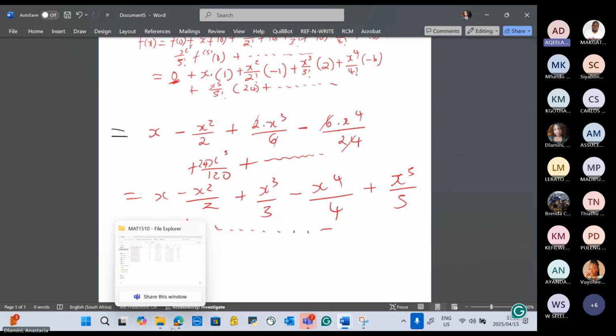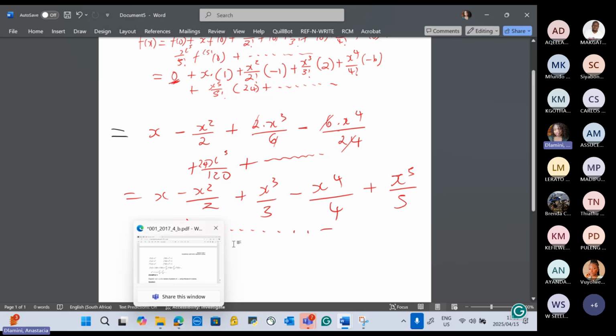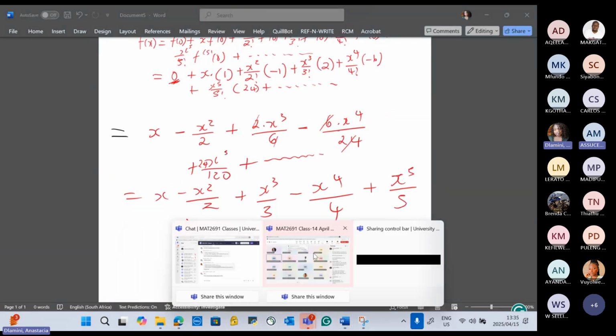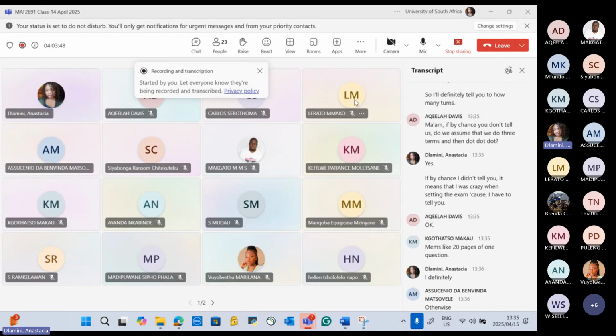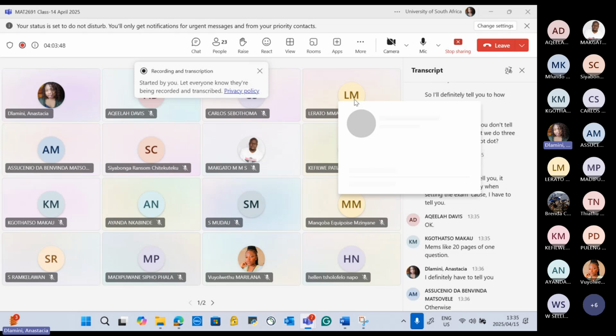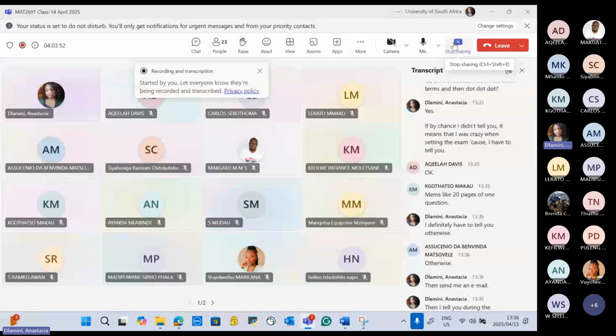Ma'am, if by chance you don't tell us, do we assume that we do 3 terms and then dot, dot, dot? If by chance I didn't tell you, it means that I was crazy when setting the exam, because I have to tell you. Otherwise it means 20 pages of one question. Otherwise, send me an email, then I tell you during the exam.